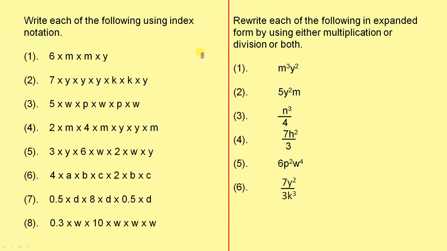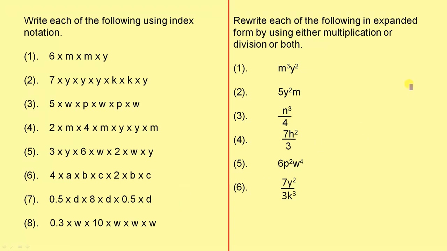Over here we have 8 examples on this left-hand side, and we're asked to write each of the following using index notation. So each of these expressions here, there are 8 of them, they're all quite long, and they can be written in a very, very short way by using index notation, which involves the use of a base and an index. You might have more than one base, that's fine, and you might have more than one index, in which case you have indices. Again, all those are explained in the lesson.